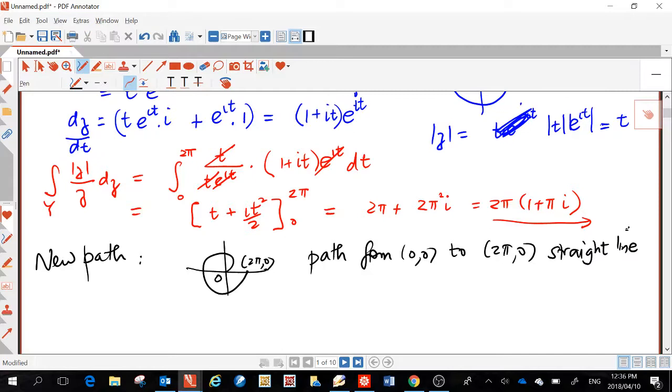You go with a straight line. In other words, I'm talking about this piece of graph here. Suppose that's the path. Now, what are the parametric equations for that path? For the spiral, it was t cos t plus i t sin t. What about for a small piece of line?